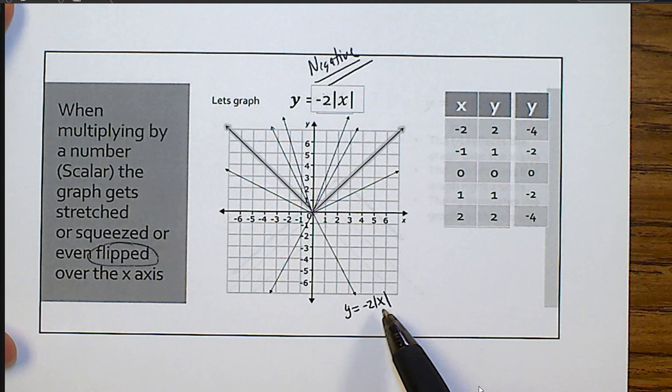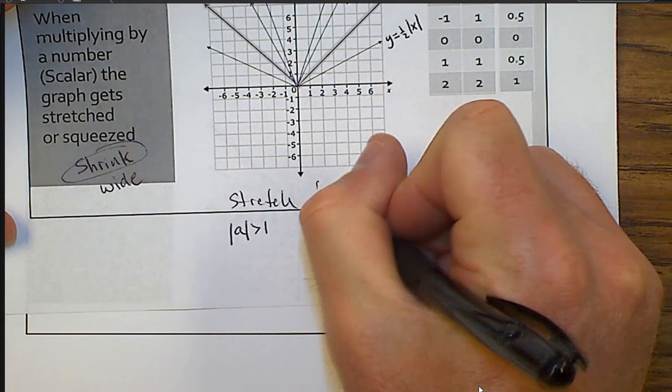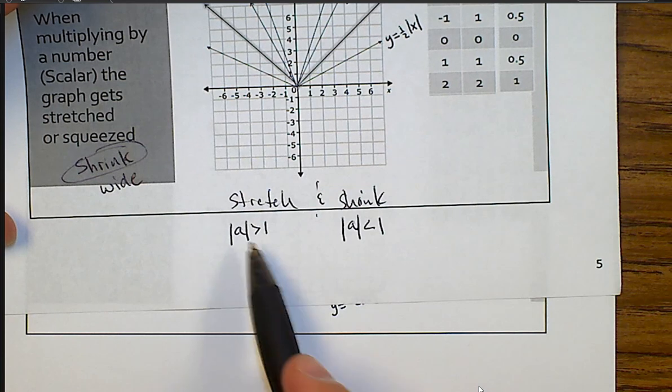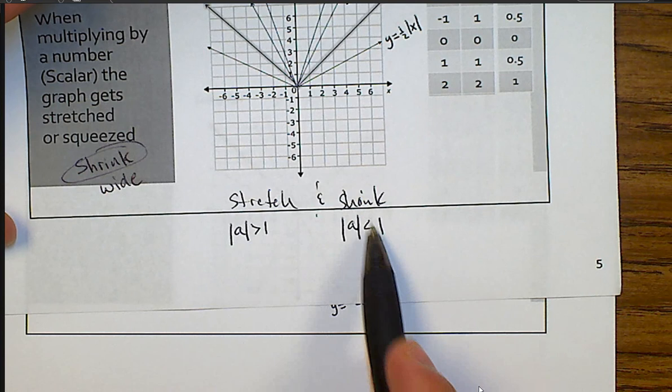I should go back to the last page. Let me redo this real quick. Right there. This should be the absolute value of a. Okay? So if the absolute value of a is bigger than 1, you're going to get a stretch. If the absolute value of a is less than 1, it's going to shrink.